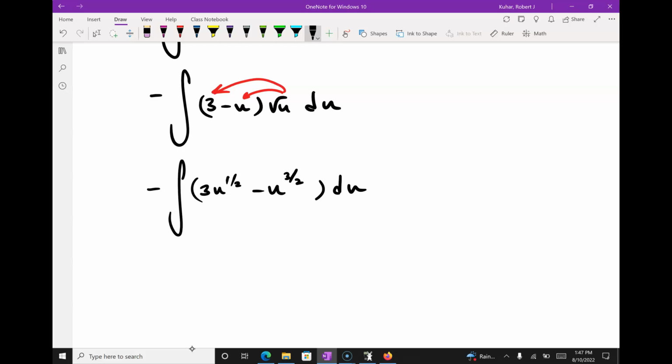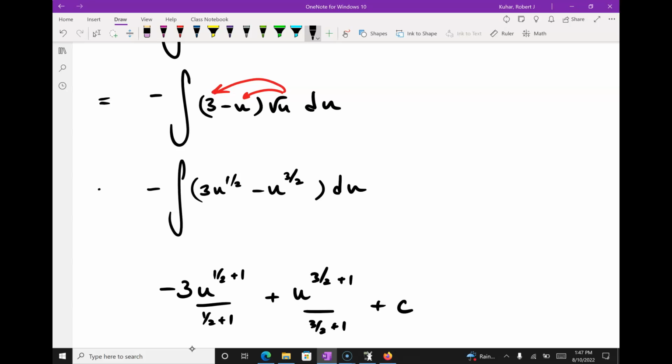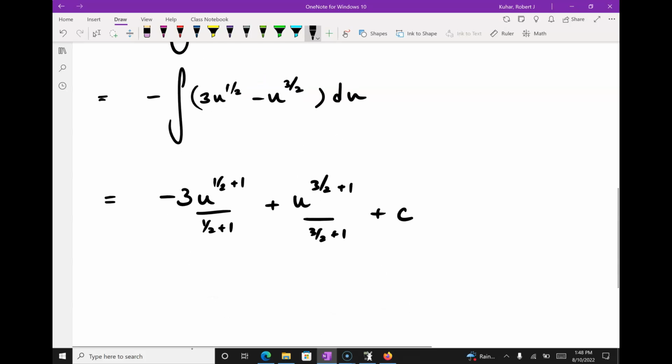This is u to a half power. We know how to integrate that, right? So we have minus 3 u to the 1/2. We're going to add 1 to the power, divide by the new power. And we've got a plus u to the 3/2. We're going to add 1 to the power, divide by the new power, and add c. So 1/2 plus 1 is what? 3/2? And 3/2 plus 1 is 5/2.